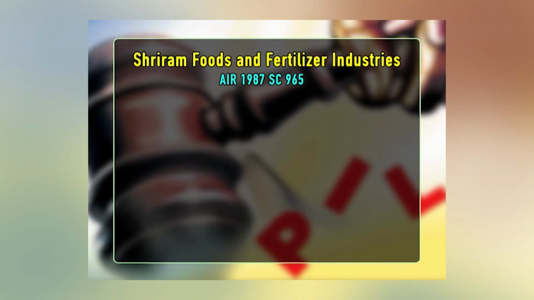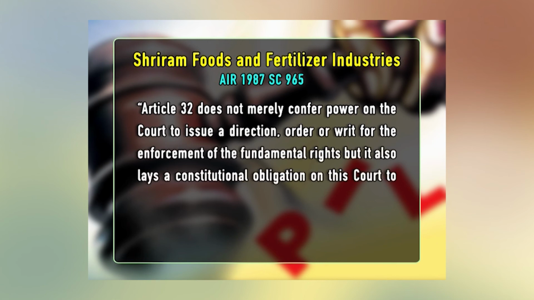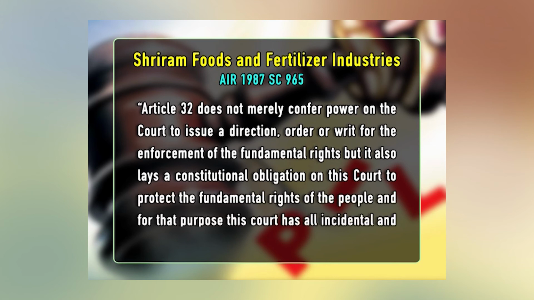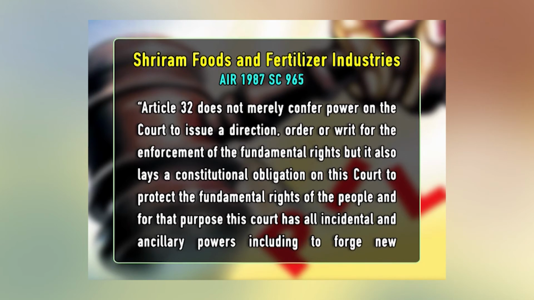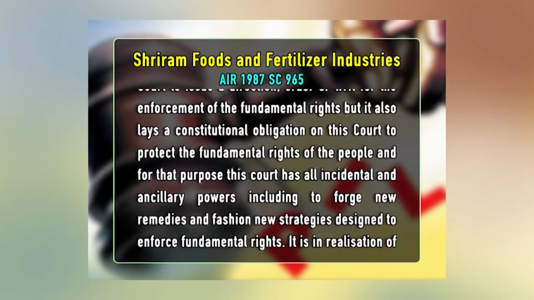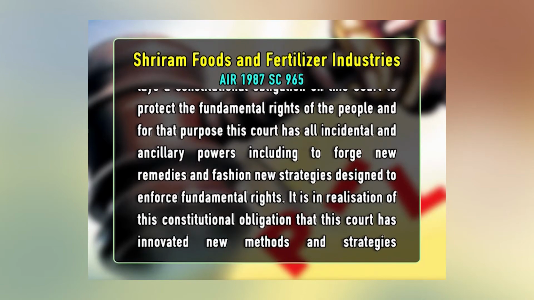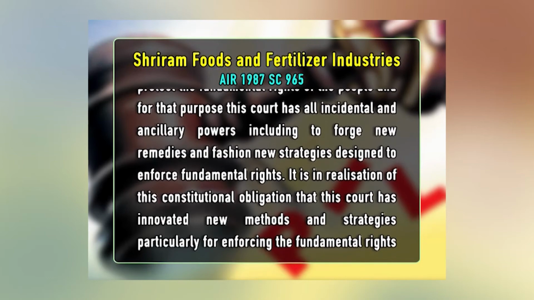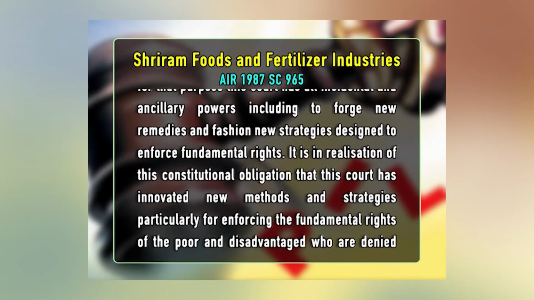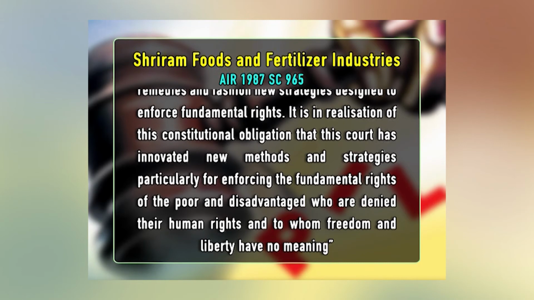In the case of Shri Ram Foods and Fertilizer Industries, the Supreme Court held that Article 32 does not merely confer power on the court to issue a direction, order or writ for the enforcement of fundamental rights, but it also lays a constitutional obligation on this court to protect the fundamental rights of the people, and for that purpose this court has all incidental and ancillary powers, including to forge new remedies and fashion new strategies designed to enforce fundamental rights. It is in realization of this constitutional obligation that this court has innovated new methods and strategies, particularly for enforcing the fundamental rights of the poor and disadvantaged who are denied their human rights and to whom freedom and liberty have no meaning.